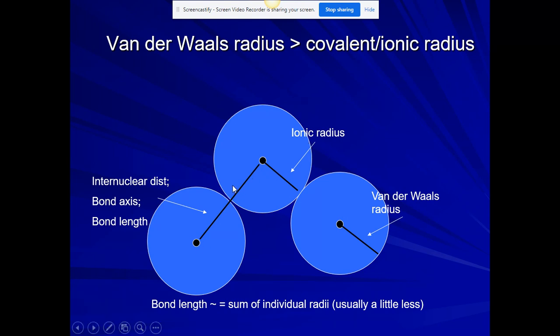Now, if we're looking at a bond length, it doesn't matter, because say, for example, this one is going to lose 2 electrons. Where are they going to go? They're going to go here. So if it loses 2, this one would gain 2, so it ends up being about the same. The bond length is usually just the sum of the individual radii, maybe a little bit less because they stick together and squish together a little bit.